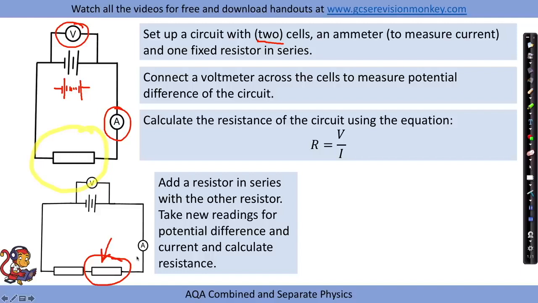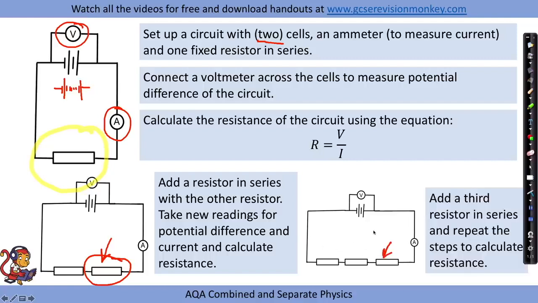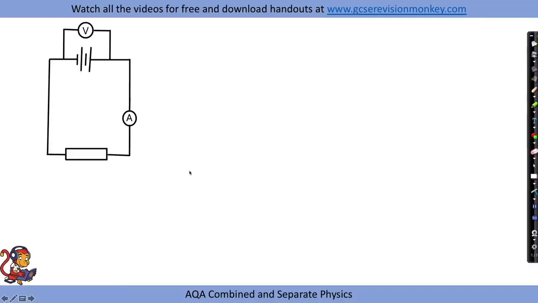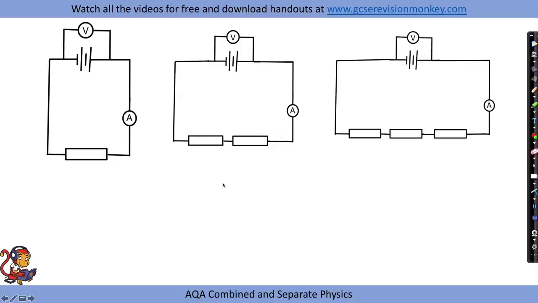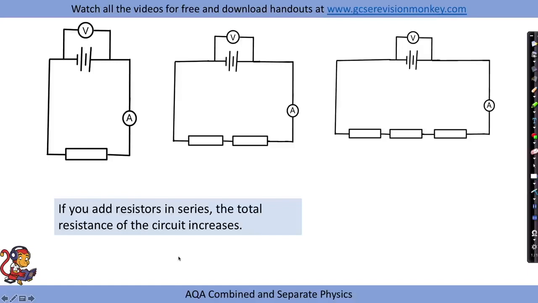So we add a resistor in series with the other one, we take new readings for potential difference and current, and then calculate resistance. We will then add another resistor in series with the other 2, and again repeat the steps to calculate resistance. So if you did add resistors in series like so, you should find that as you add the resistors, the total resistance of the circuit increases.